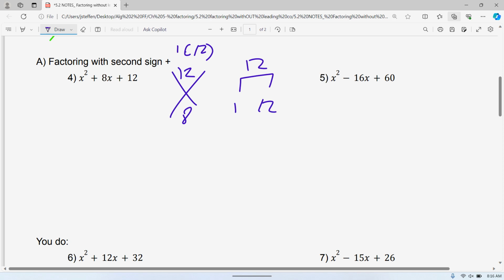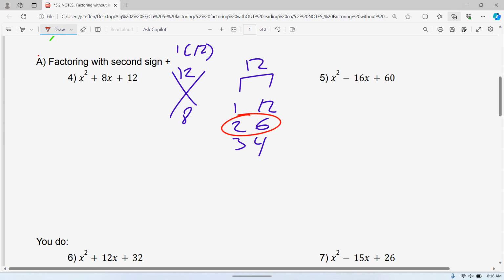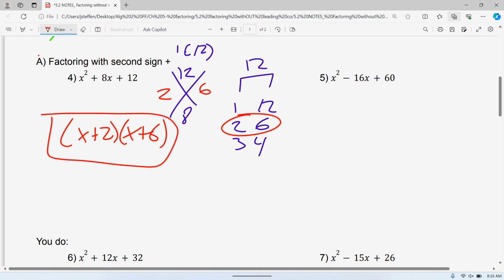So factors of 12 are 1 and 12, 2 and 6, 3 and 4. The factors of 12 that add up to the 8 are 2 and 6. X plus 2 and X plus 6. And then this is where what we did before is we divided these by our first number. Well, that first number is 1, so if you divide it by 1, it's not going to change anything.